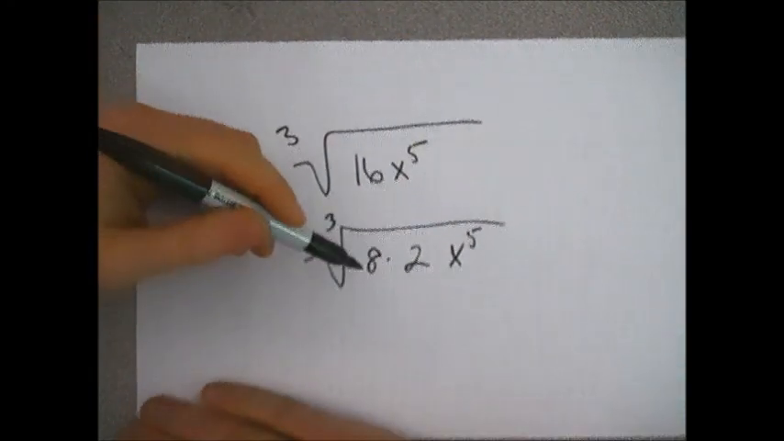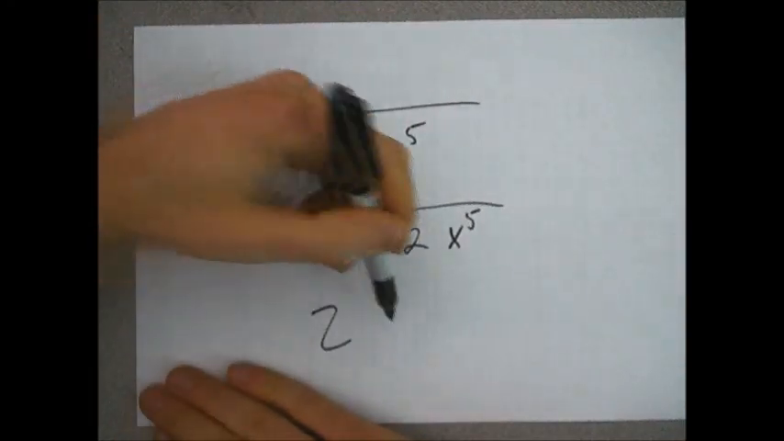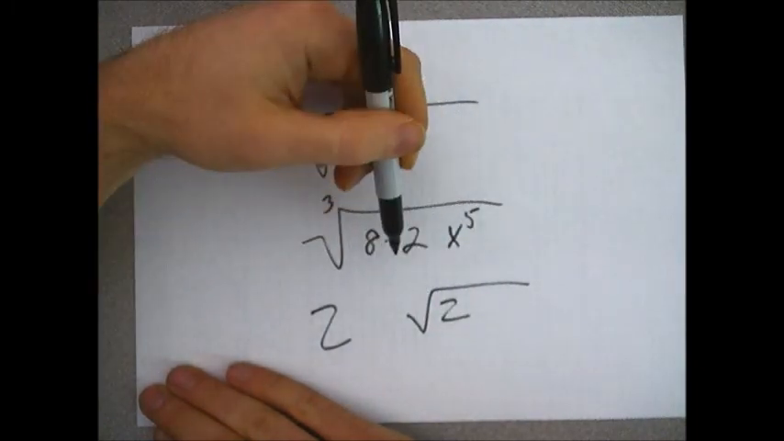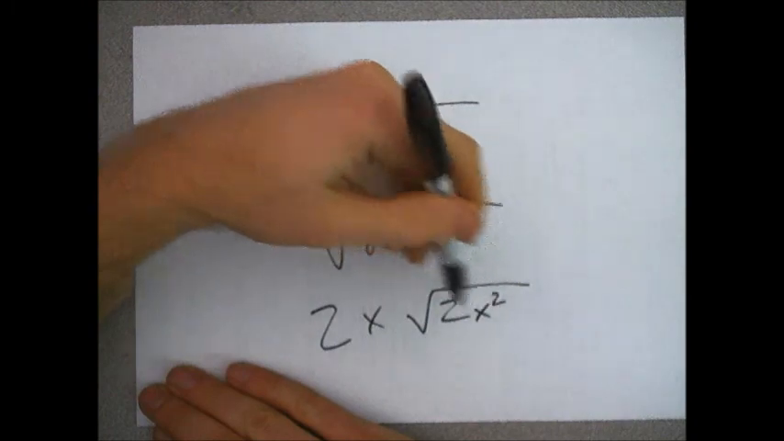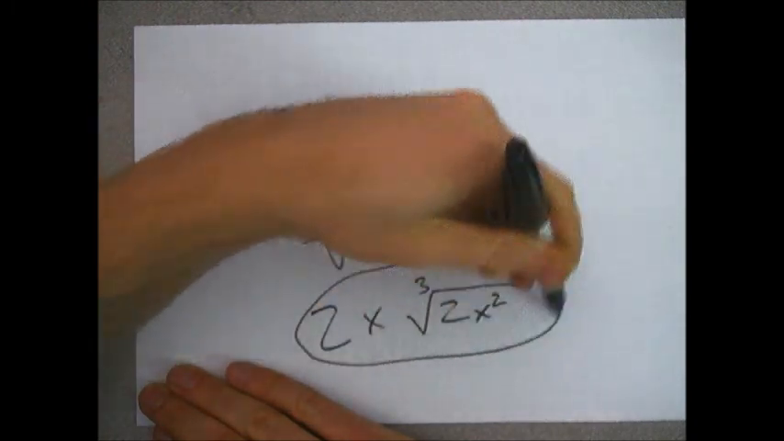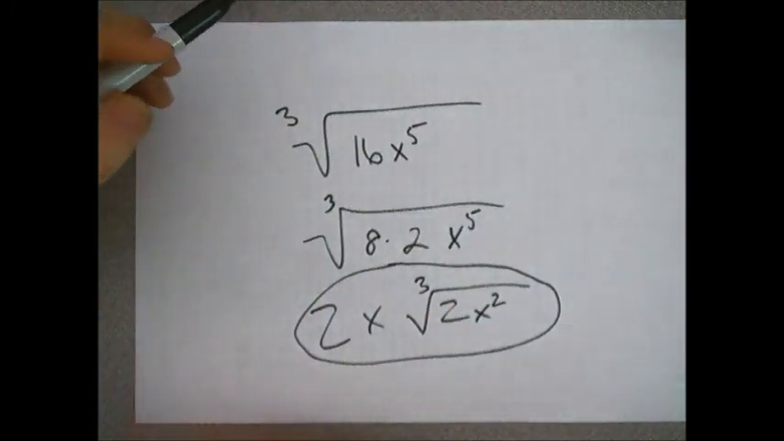Cube root of 8 is 2. Number left over is a 2. And then 3 goes into 5 how many times? Once. Remainder 2. Put your cube root up there, and you are done.